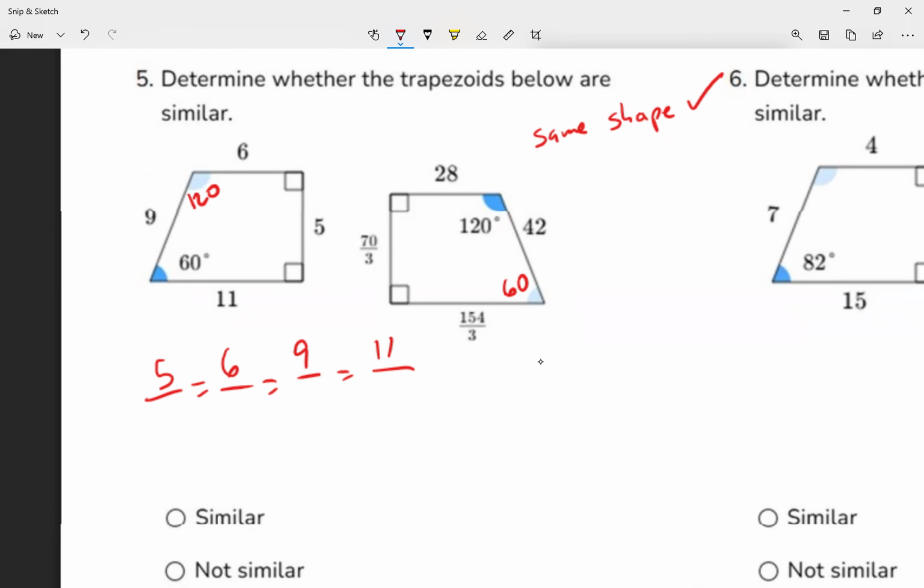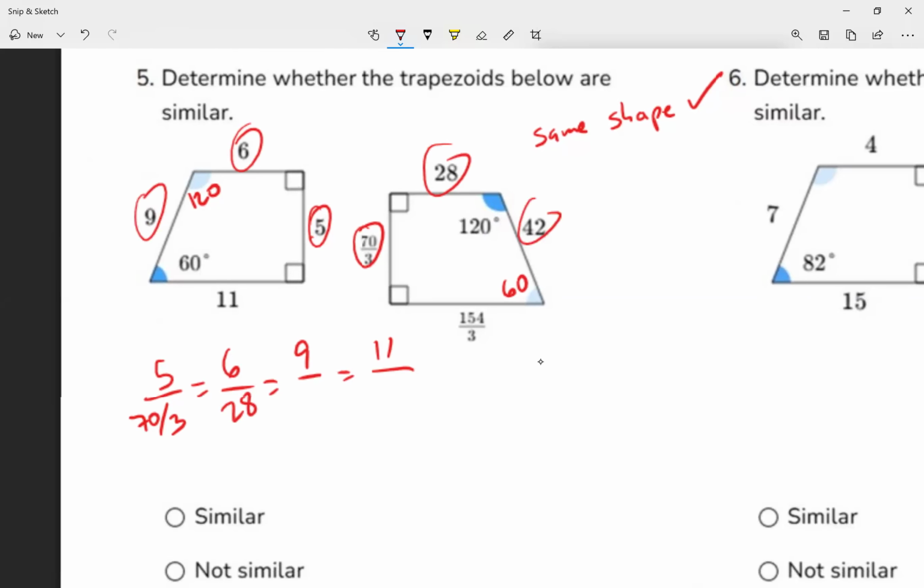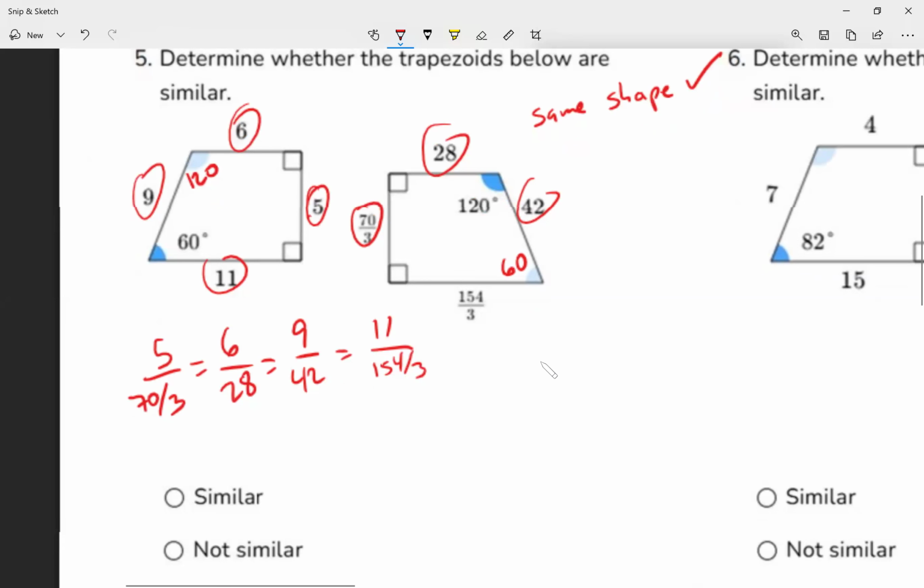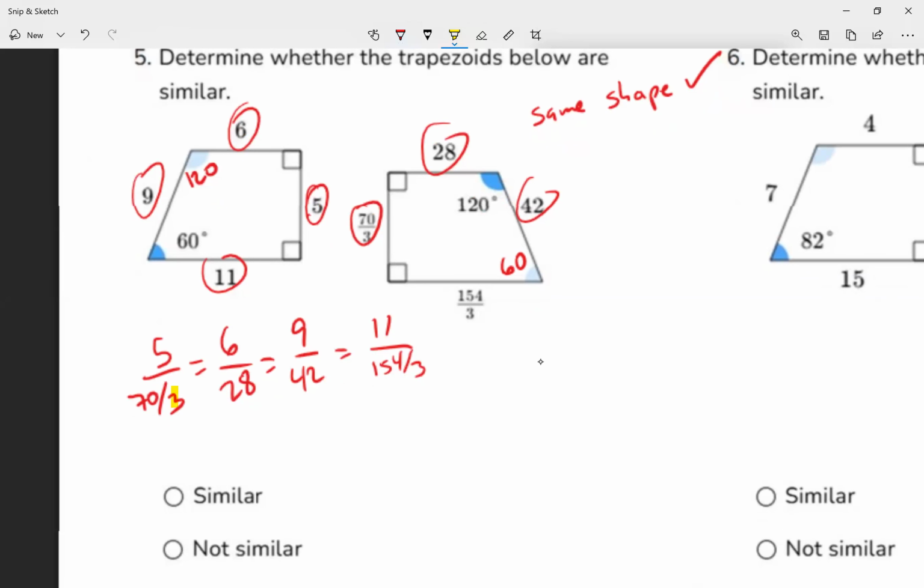And then the numbers over here: the 5 goes with 70 over 3. The 6 goes with 28. The 9 goes with 42. And the 11 goes with the fraction 154 over 3. Oh boy, fractions. It would have been nicer if there were no fractions, but how am I going to get rid of fractions? What's the denominator?